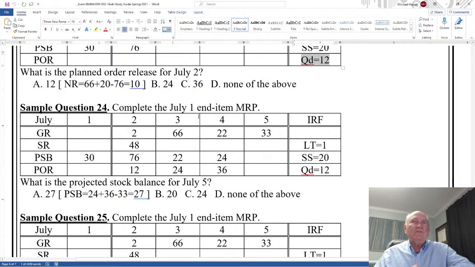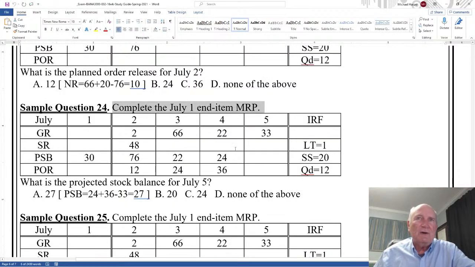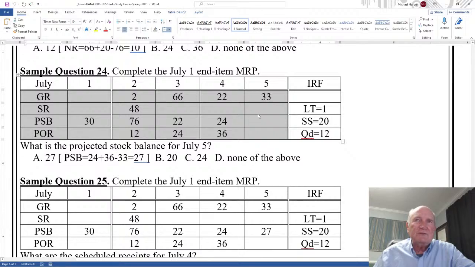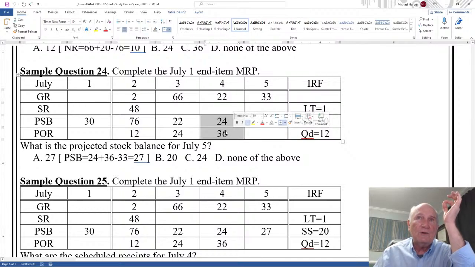Okay, number 24. Again, complete the July 1st, but I'm going to give you all the information up until July 5th. What is the projected stock balance for July 5th? So all I want is that cell. Well, on this one, the lead time is 1. I already have my planned order release there. So 36 plus the inventory on hand, which is 24. 36 plus 24 is 60. Okay, minus 33 then will be 27.